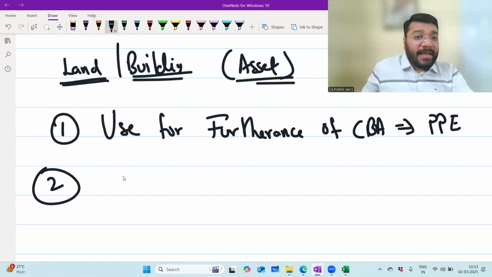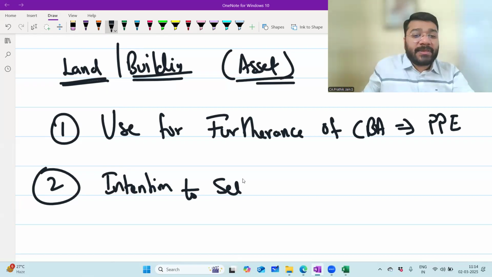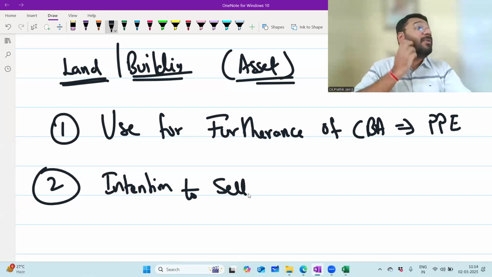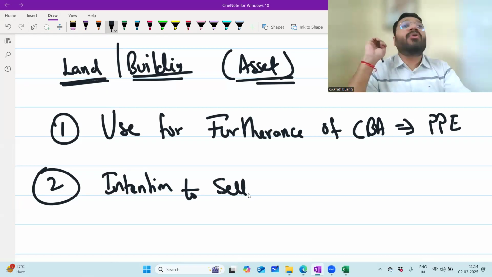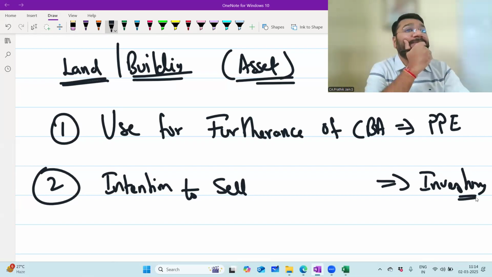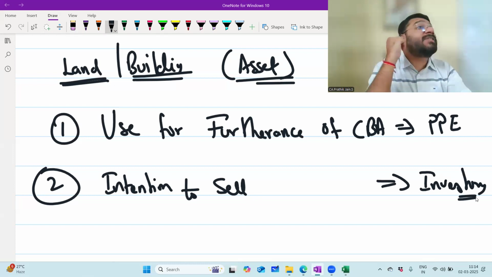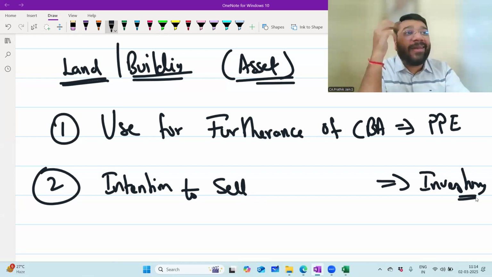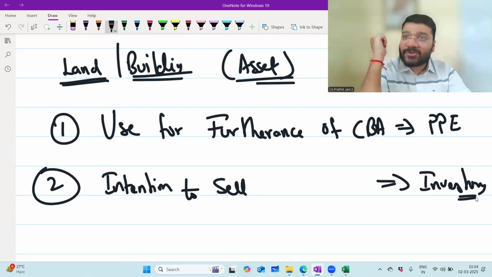If I buy land and building with the intention to sell, like real estate agents and real estate companies, they buy the land. What do they do with that? They sell it. So in that case, it becomes your inventory. I'm buying the land with the intention to sell. It is my stock in trade. So land, can we have stock in trade?